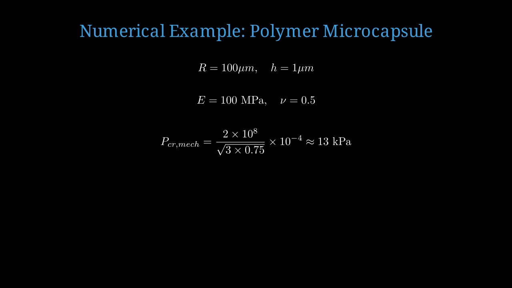Let's calculate for a typical polymer microcapsule. Consider a capsule with radius 100 micrometers, thickness 1 micrometer, Young's modulus 100 megapascals, and Poisson ratio 0.5. Radius is 100 micrometers, thickness is 1 micrometer. Young's modulus is 100 megapascals, Poisson ratio is 0.5. Substituting these values, we get P critical mechanical approximately equals 13 kilopascals. This is the pressure needed to buckle the shell mechanically.